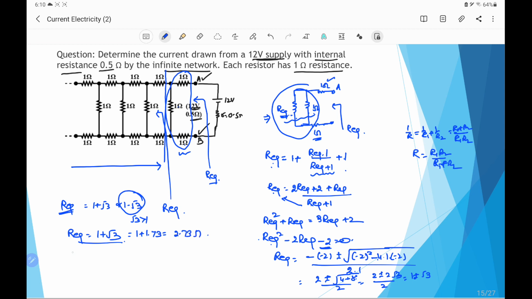And hence we have to find the current. The current will be equal to V by R plus r, because the circuit also has the internal resistance. Therefore V is 12 volt divided by R, which is 2.73, plus small r, that is 0.5, so it is 12 by 3.23, and on solving we get 3.7 ampere. This is the answer.